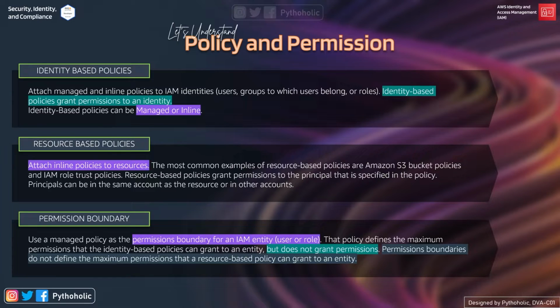Next is permission boundary. A permission boundary is an advanced feature for using a managed policy to set the maximum permissions that an identity-based policy can grant to an IAM entity. And you need to understand that your identity-based policy and permission boundary define how much you can do. But having said that, the permission boundary is not used to grant permission. Instead, it's used to define the maximum permission. That is why it is called a permission boundary.